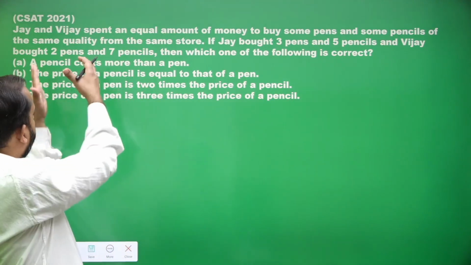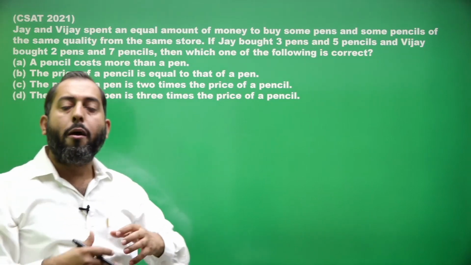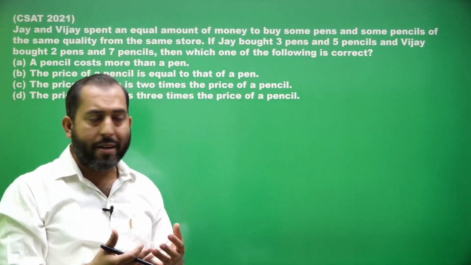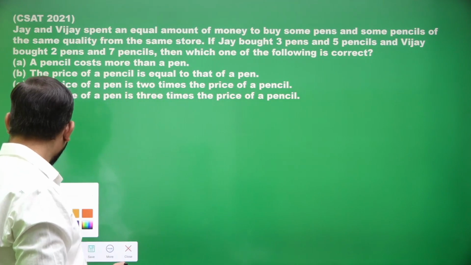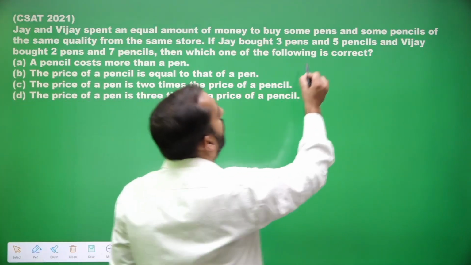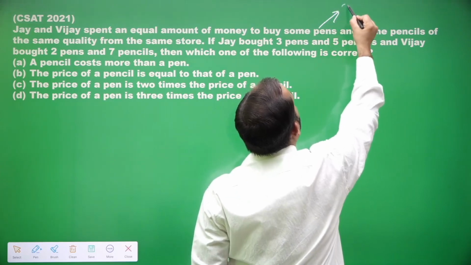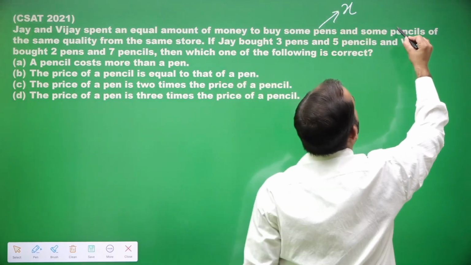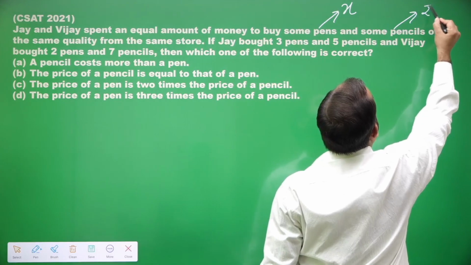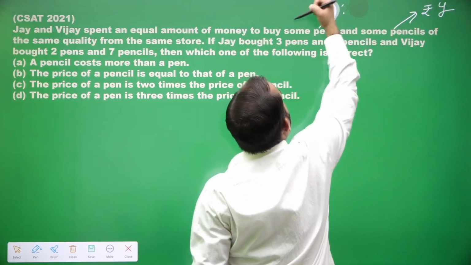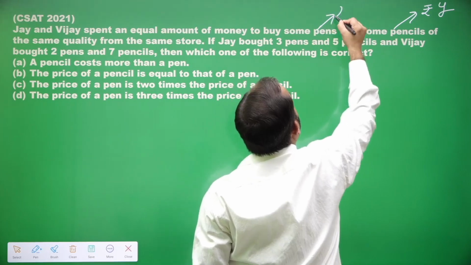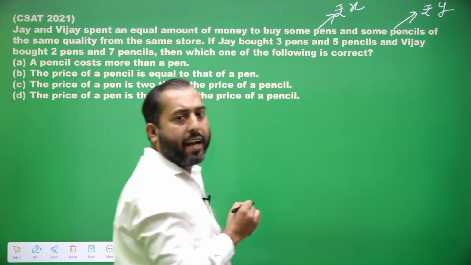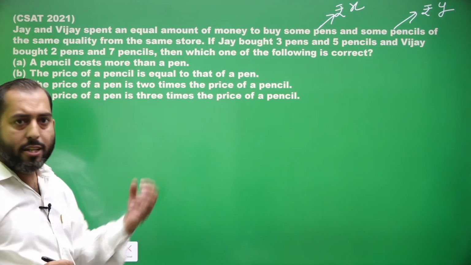In all of these options, we were talking about the price of a pen or the price of a pencil. So let's assume the price of one pen is rupee X and the price of one pencil is rupee Y.